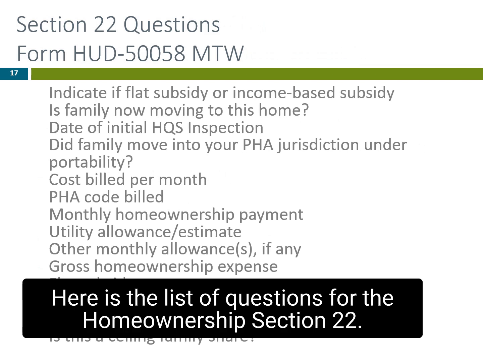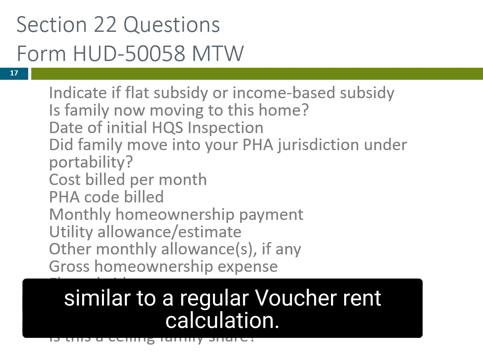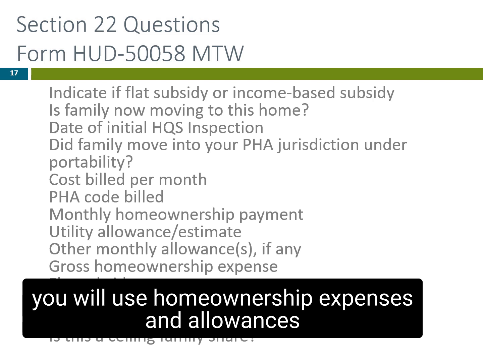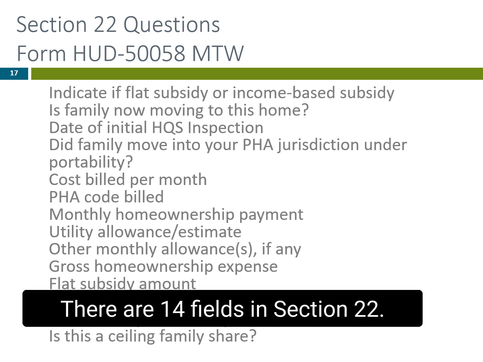Here is the list of questions for the homeownership section 22. You'll notice that many of the questions are similar to a regular voucher rent calculation. However, for the homeownership option, you will use homeownership expenses and allowances rather than rental expenses. There are 14 fields in section 22.